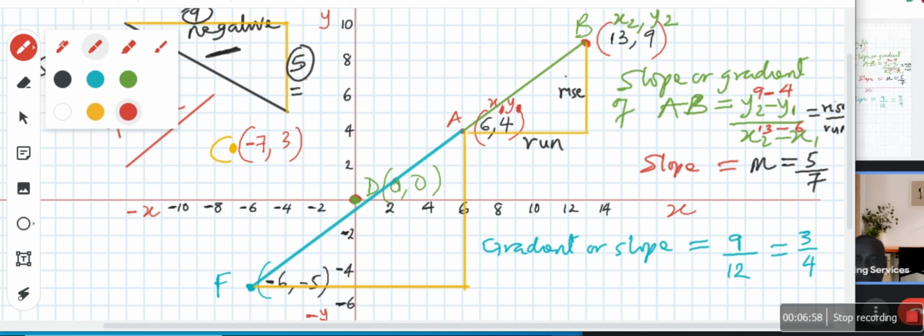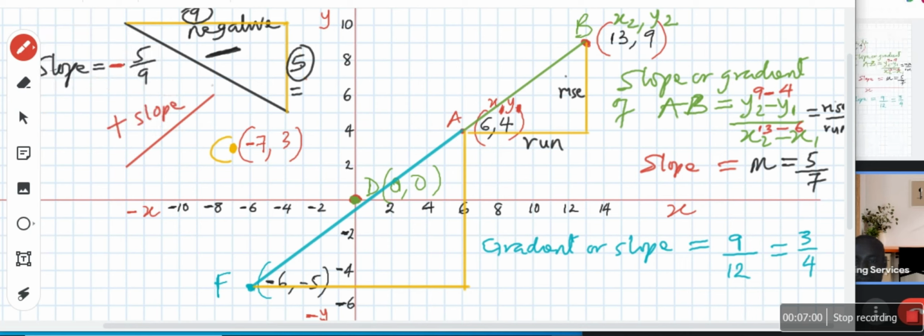Can you see what I'm doing? Can you see what I'm doing?